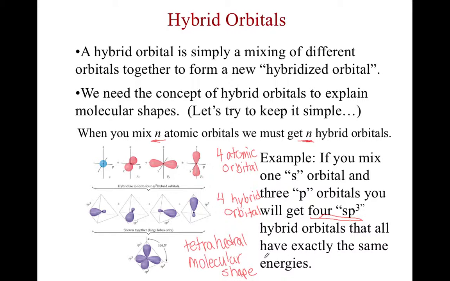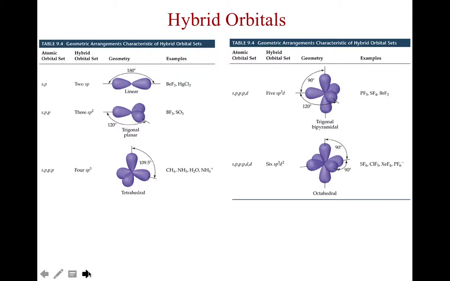And one of the things about the hybrid orbitals is that unlike the atomic orbitals, where the S has 1 energy and the P has a higher energy, the SP3 hybrid orbitals all have exactly the same energies. So this kind of normalizes the energies between the hybrid orbitals. So these are the possible hybrid orbitals that you can have.